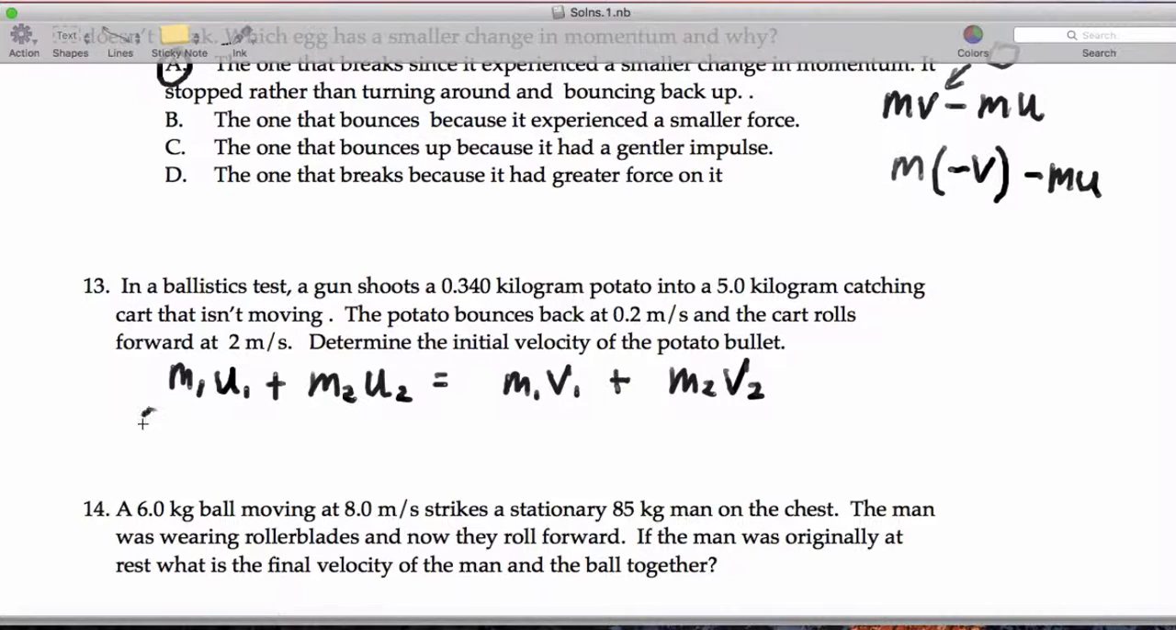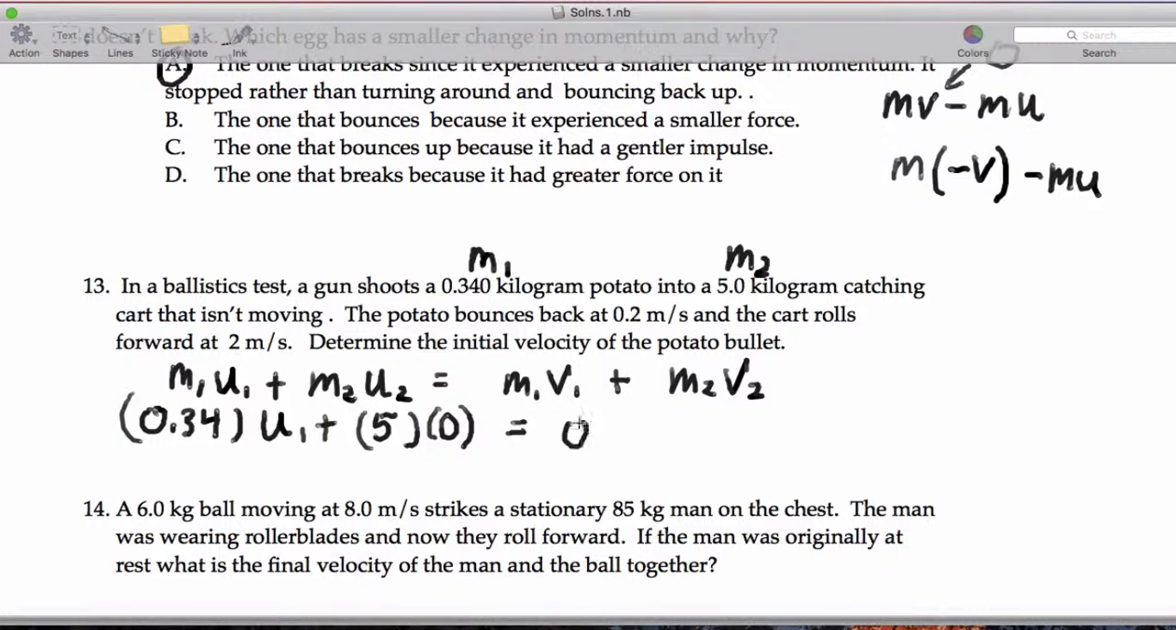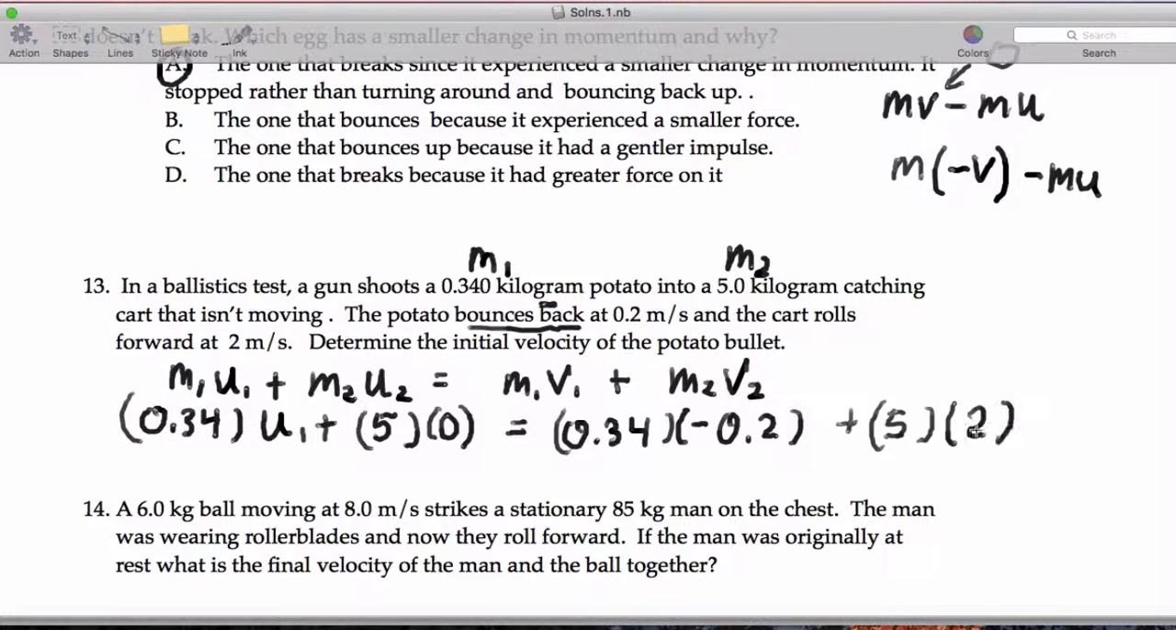Now let's put in our numbers. We're going to have 0.34, and let's actually label this carefully. We're going to say the potato is m1 and the cart is m2. So what that means is we don't know the initial speed of the potato. We know the cart starts off at rest. We know the potato bounces back, which means it's a negative velocity at negative 0.2, and the cart, which has a mass of 5 kilograms, rolls forward at positive 2 meters per second.